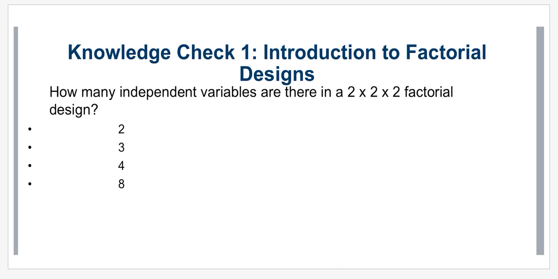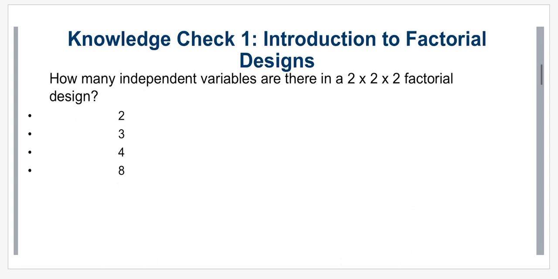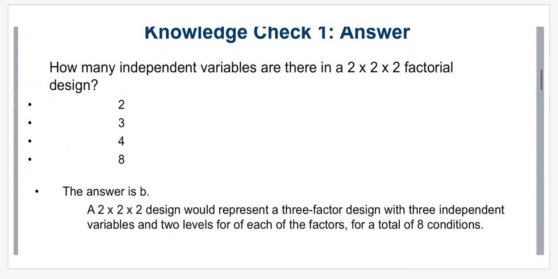How many independent variables are there in a 2 by 2 by 2 factorial design? So remember the numbers there. Each number is referring to a factor or an independent variable. So since there are 3 2's there, that means that there are 3 independent variables.